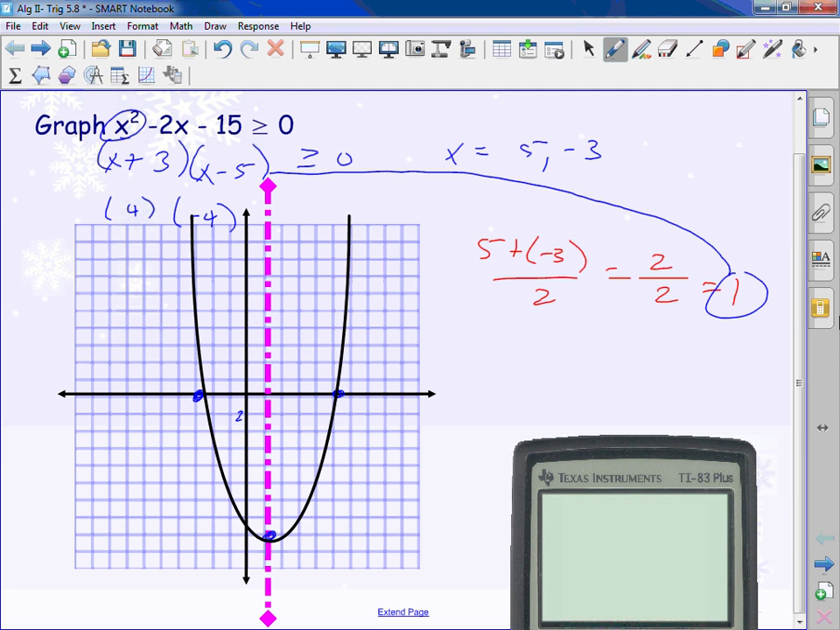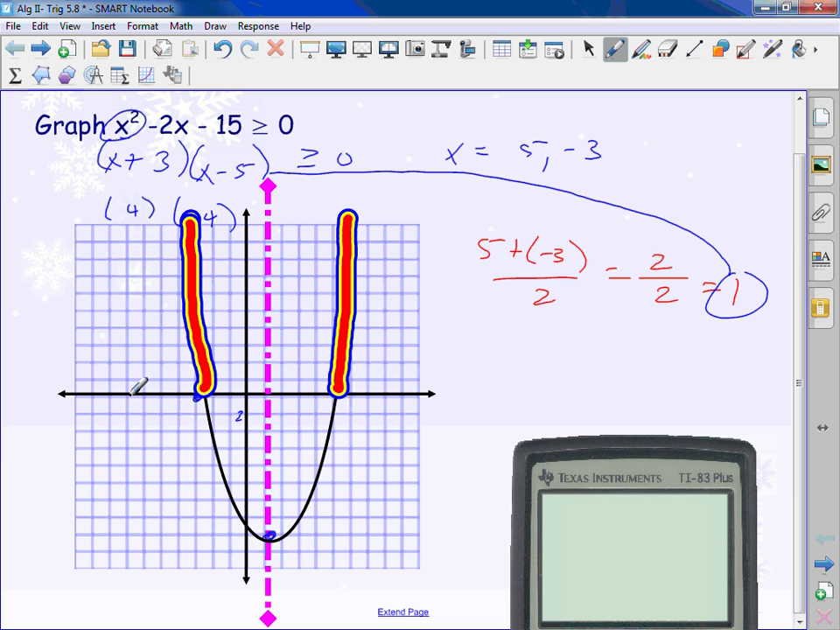Now, thinking about an inequality, this has to be what? Greater than or equal to 0. So I only care when, yes? AOS, take the x-intercepts, add them together, cut it in half. I'm just going to take this. That is the only time it's greater than 0.